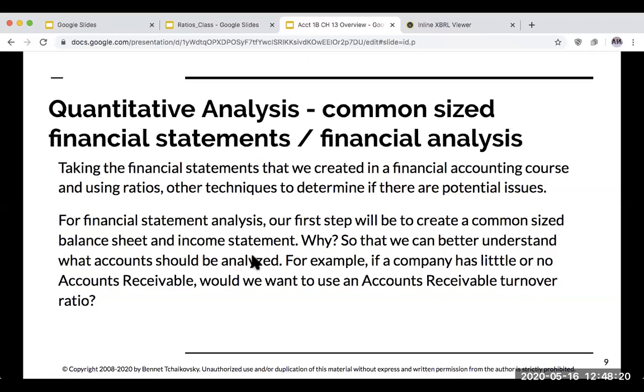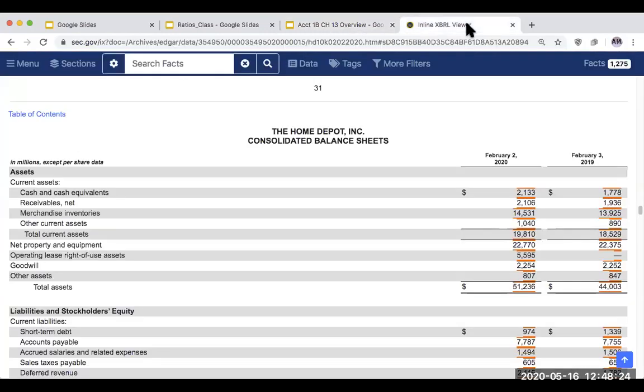What a common size financial statement will also do is this: let's say I've got total assets of 51 billion, and merchandise inventories here for Home Depot are about 14.5 billion, or roughly 29%. If I use common size financial statements and say, okay, Home Depot has 29%, I can compare that to Lowe's, and let's take a look at Lowe's just for a moment.